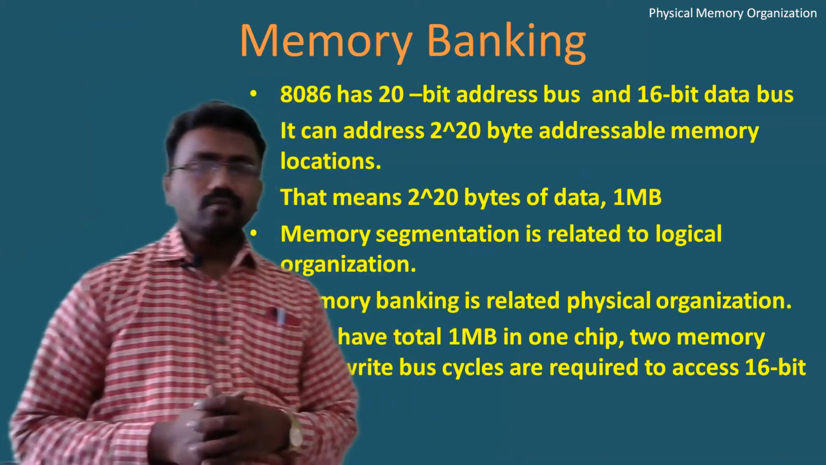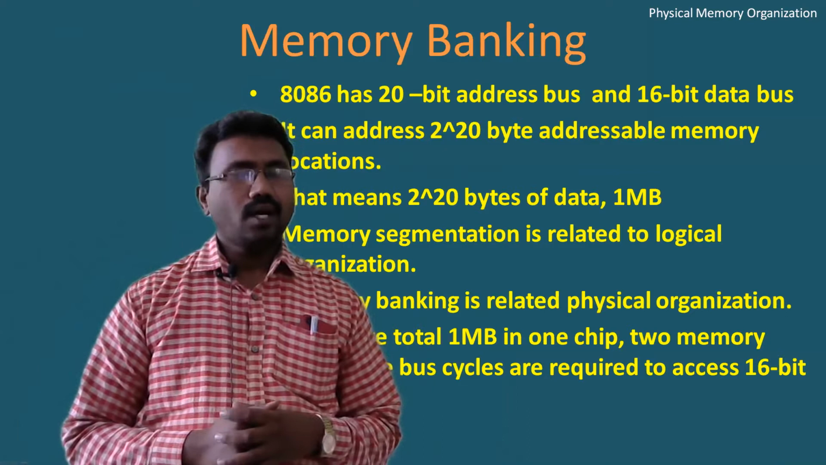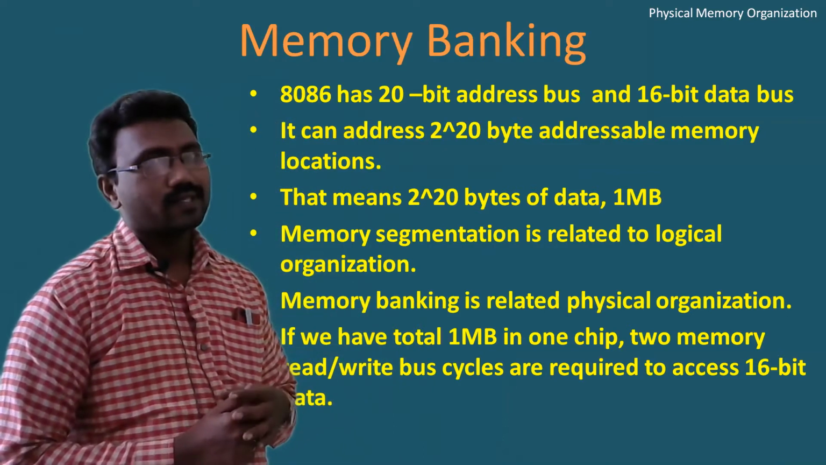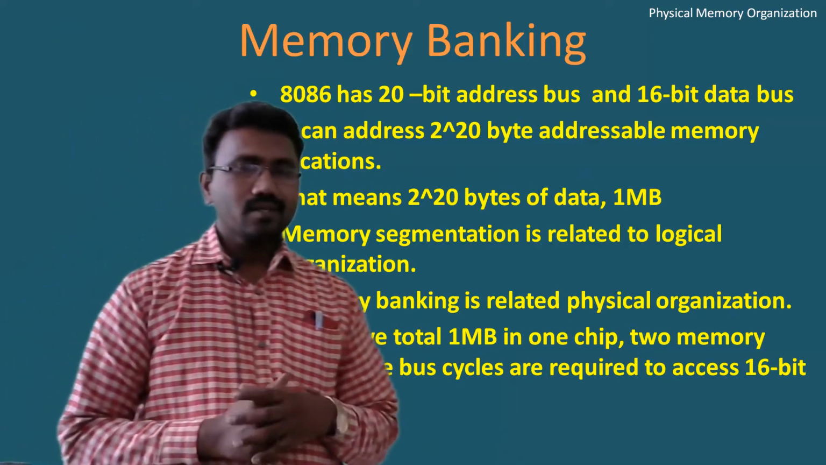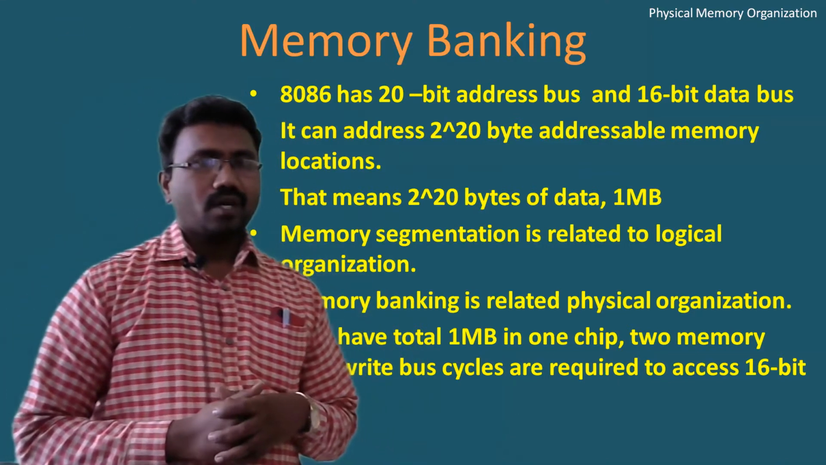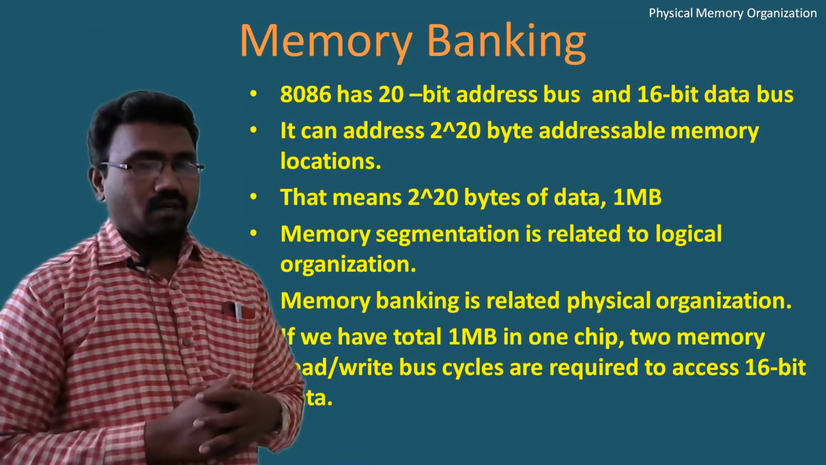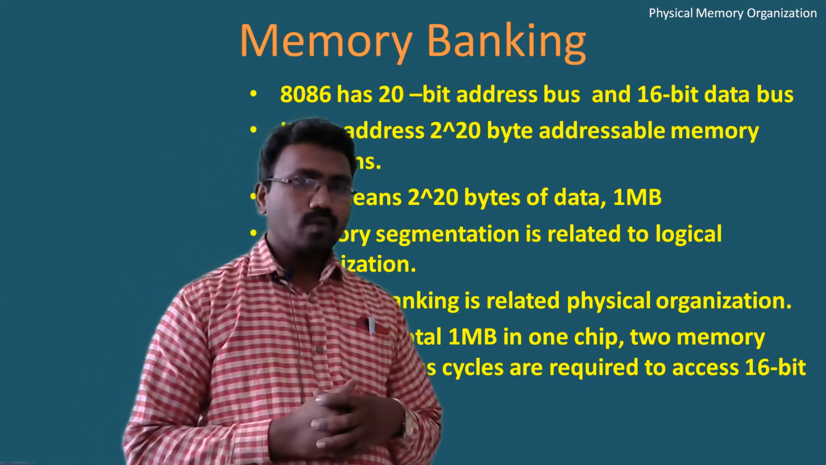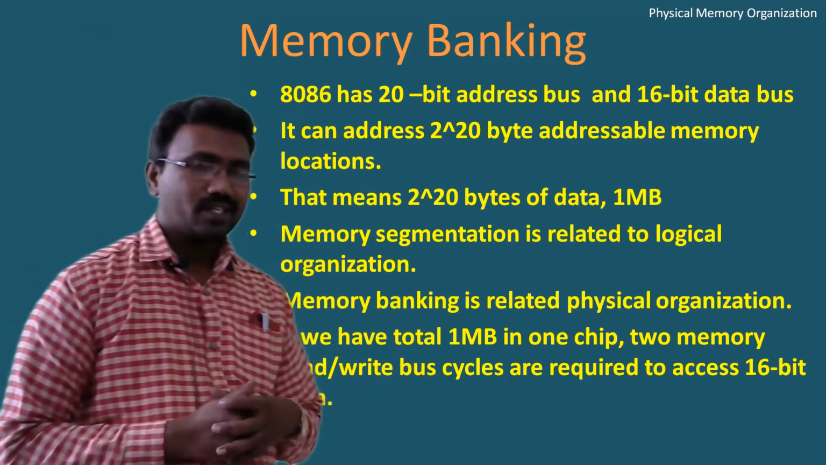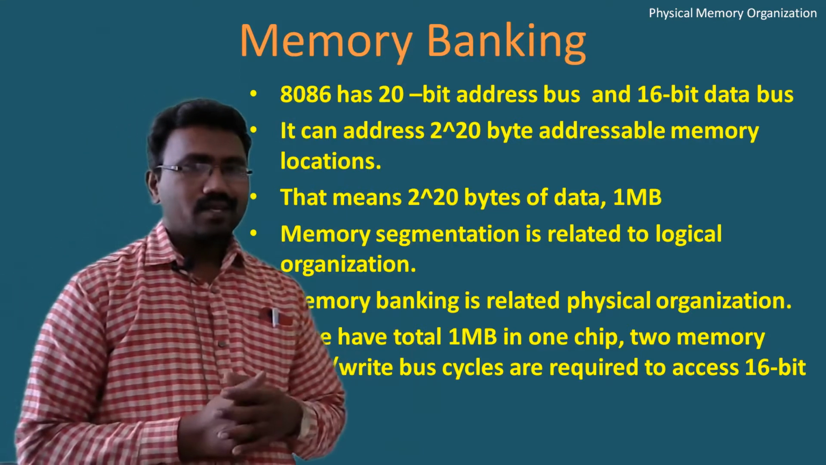Here, the address bus width of the 8086 is 20 bit and the data bus width of the 8086 is 16 bit. That means the number of data lines is 16, and the number of address lines is 20. So what is the memory address space of the 8086? The memory address space of the 8086 is 2 to the power of 20, that is equal to 1 MB. Why? Because the number of address lines is 20.